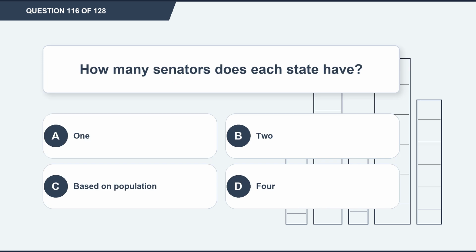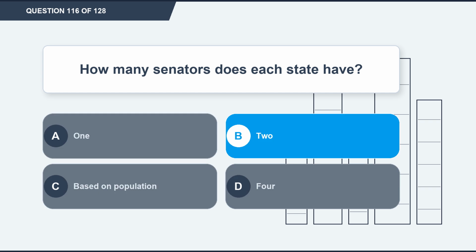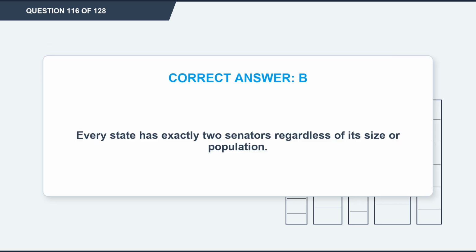Question 116. How many senators does each state have? Option A, 1. Option B, 2. Option C, based on population. Option D, 4. The correct answer is option B, 2. Explanation. Every state has exactly 2 senators regardless of its size or population.